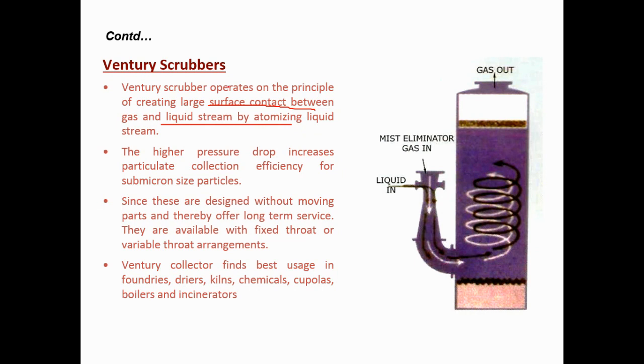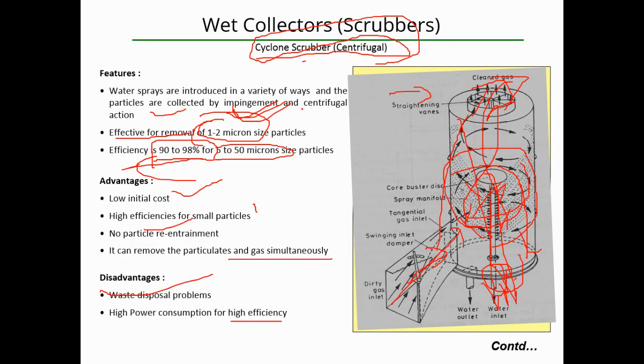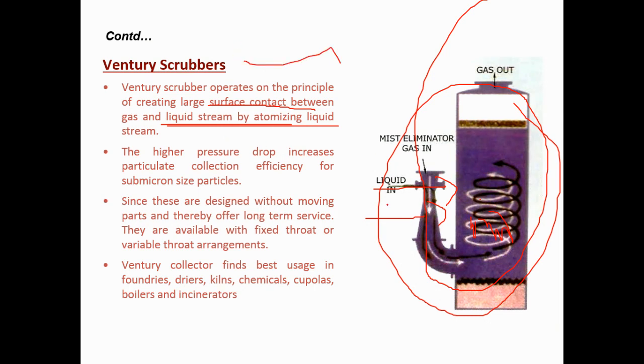The only difference is the type of instrument; the design of the instrument is different. Here the liquid stream is atomized, which means the liquid stream is sprinkled in such a way that very small, minute liquid jets are spread. But in case of the cyclone scrubber, only a normal jet spray is there. In the Venturi scrubber, the sprayed liquid particles are very minute in size. So higher pressure drops increase particulate collection efficiency down to sub-micron particle sizes.